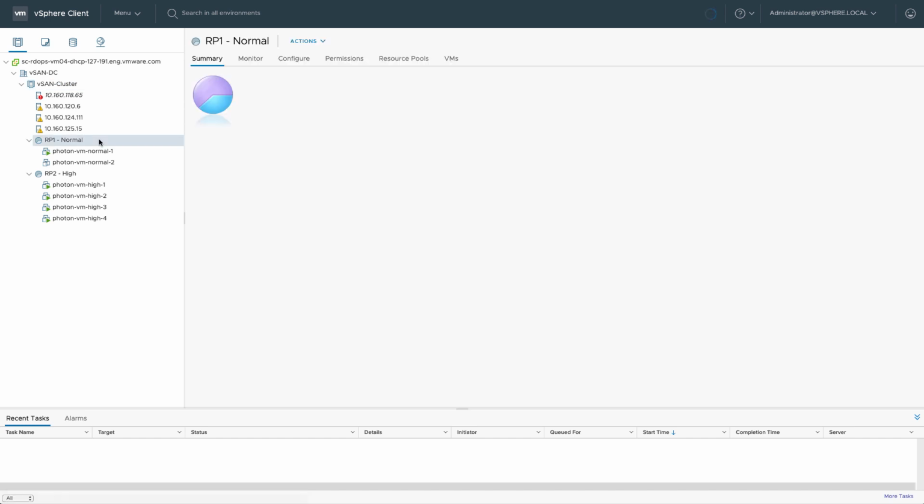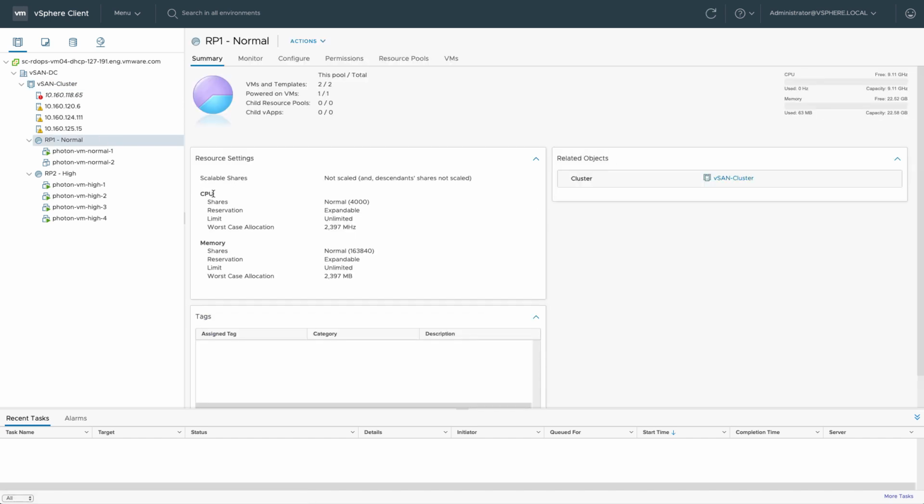If you look at this environment, we have two resource pools available. As you can see by the name of these resource pools, they have been configured with the shares set to normal and the shares set to high. Now, this poses a problem, especially in this particular environment, because the normal resource pool only has a single virtual machine, while the high resource pool has four virtual machines.